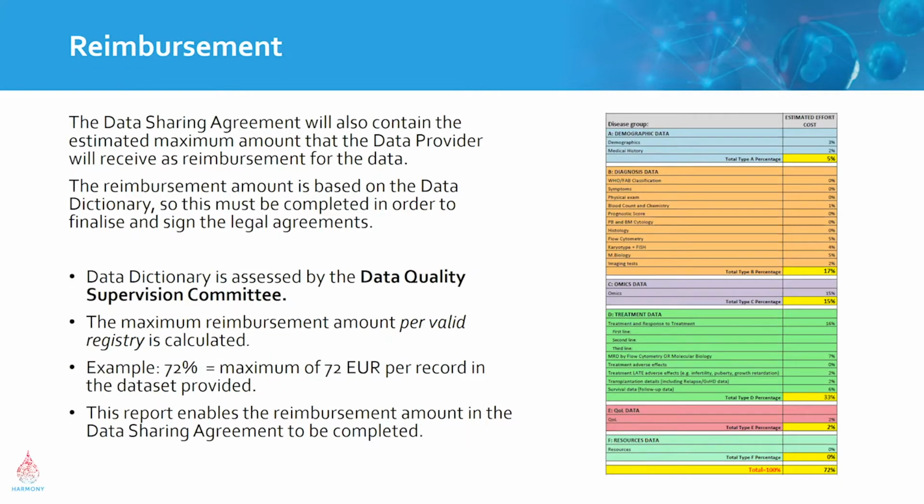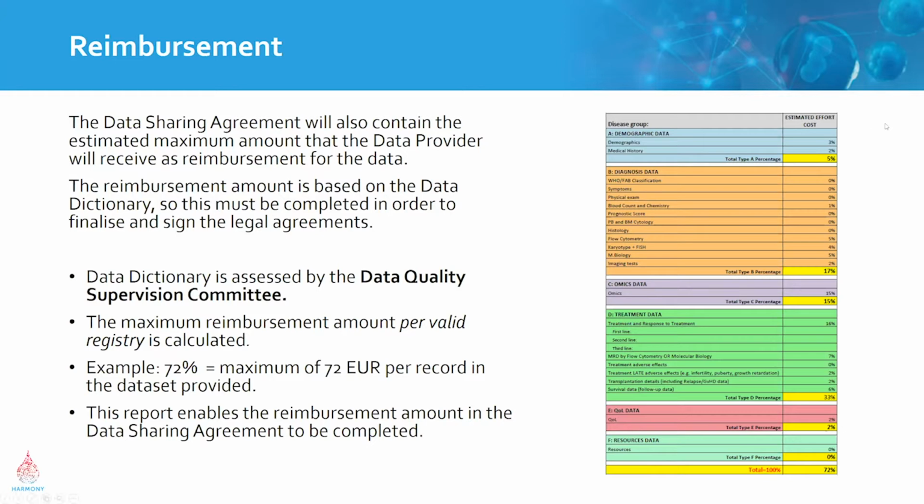The other thing to remind everyone is you do get reimbursement for the data that you submit to Harmony. So Harmony does not pay for data, but it does reimburse you for the effort that you have gone into in collecting that data. So the data sharing agreement will outline the maximum amount that the data provider can be reimbursed for that data. And the amount of the reimbursement is based on the data dictionary, right? So this is why it's important to describe the data set clearly.